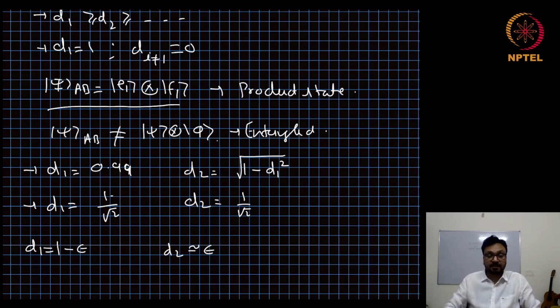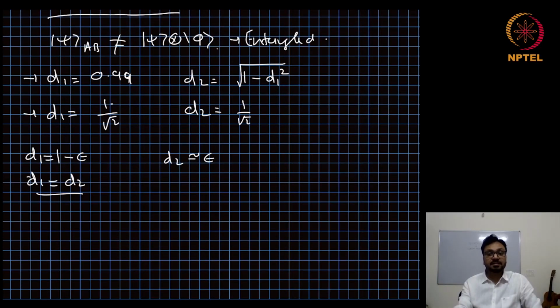Let me repeat the argument here. If d1 is 1 and d2 is 0, then it's a separable state, as established from the Schmidt decomposition. Then if d1 is reduced a little bit, by epsilon tending to 0, and d2 is close to epsilon, which is again close to 0, then it should be very close to a separable state, so it should be a weakly entangled state. On the other hand, when d1 and d2 are the same, it should be a very entangled state.